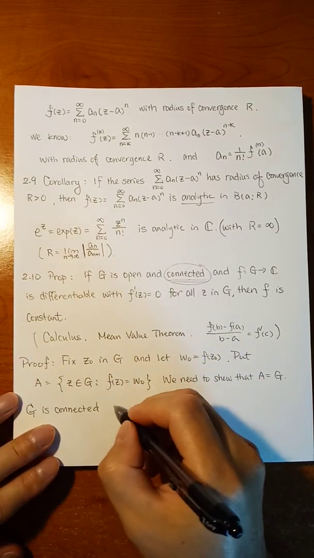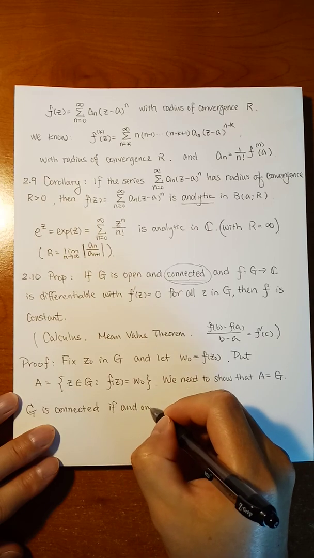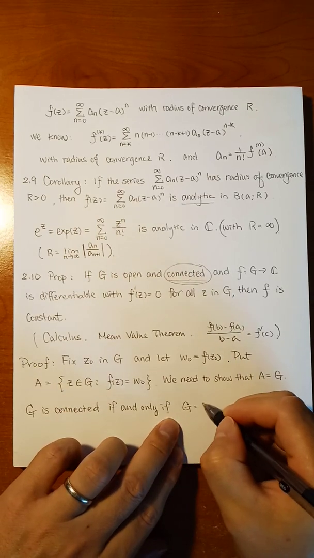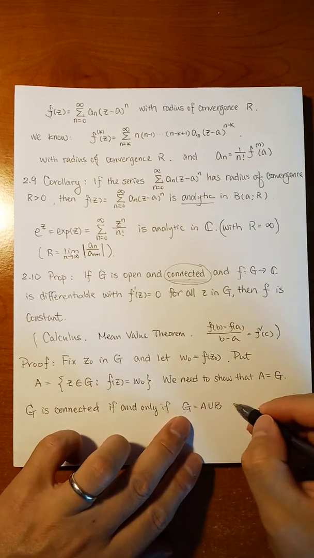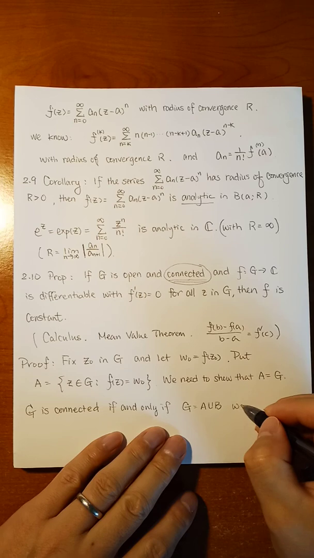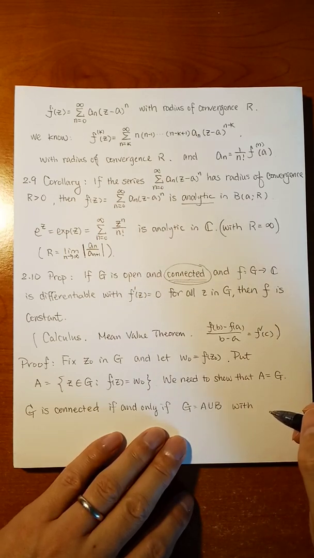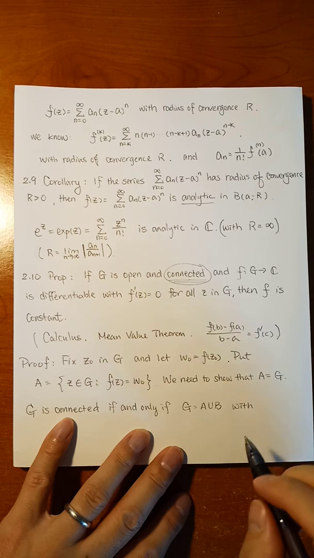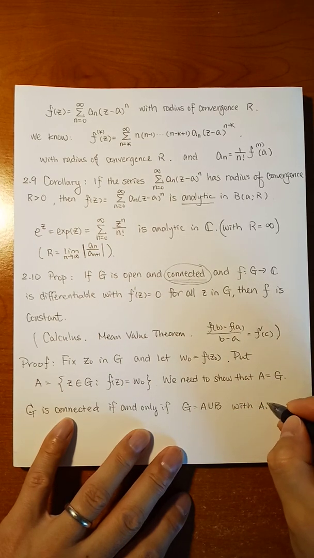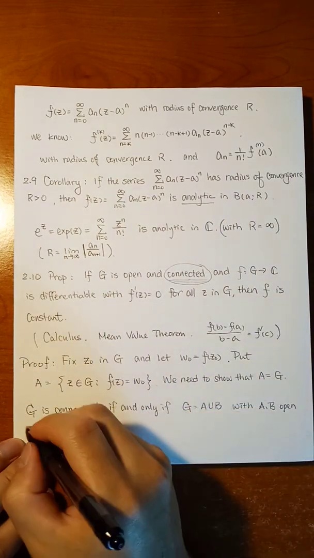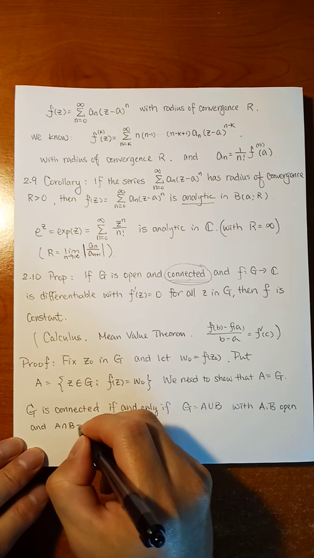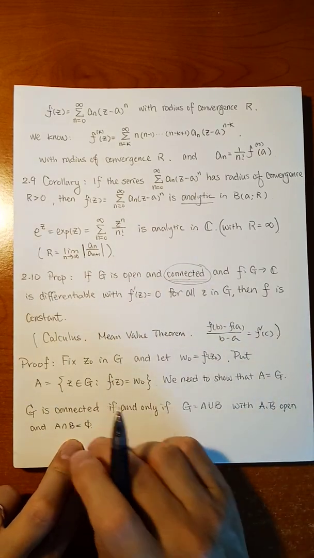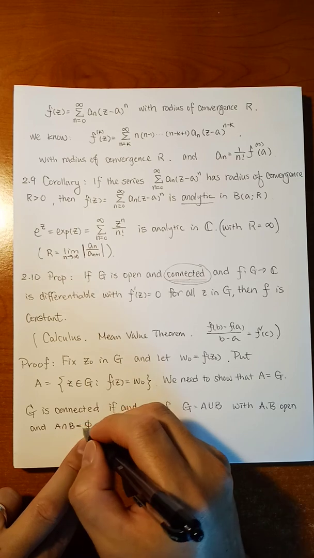From point set topology, G is connected if and only if whenever G is the union of A and B with A, B open and A intersect B empty, then G is a union of two open sets that are disjoint.